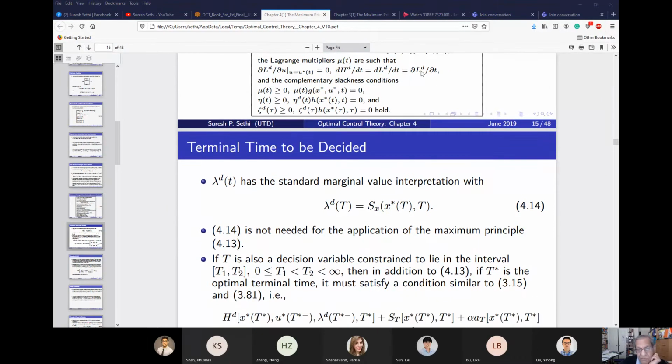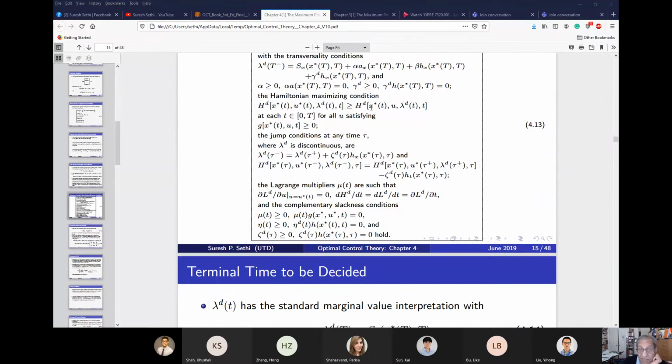These are similar to the previous section, and then we have the complementary slackness conditions. So it's a mouthful. There are a lot of things going on. And what we will do is, at some point, we will apply this principle to an example that we already know the solution of, and also solve some other examples.